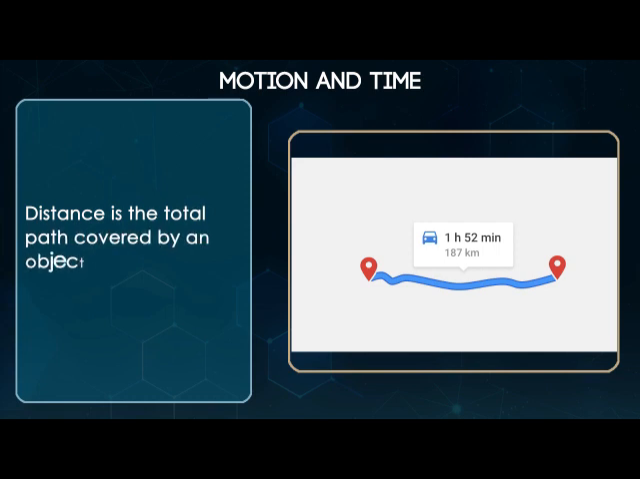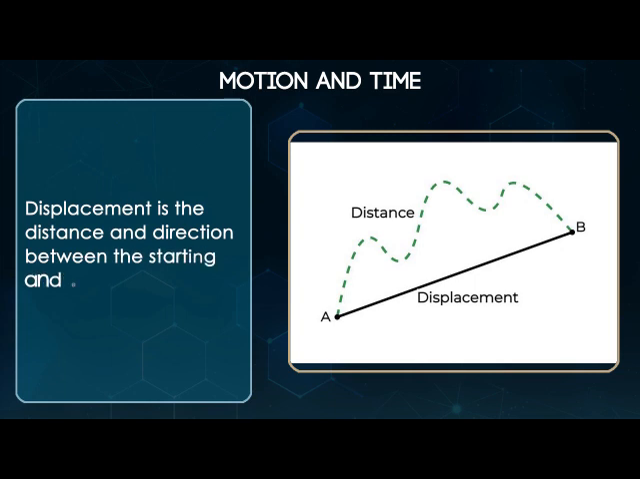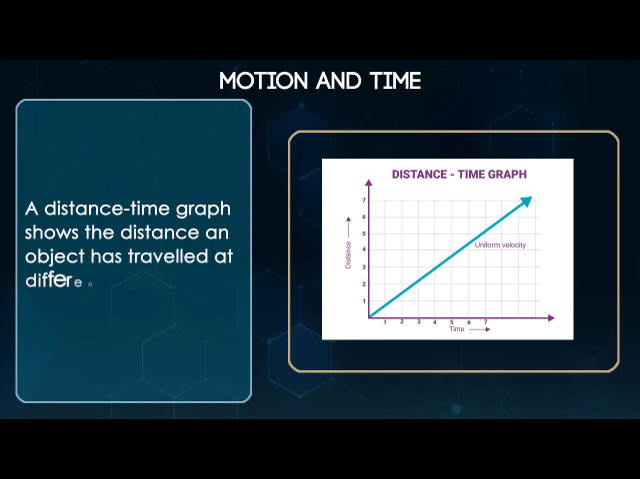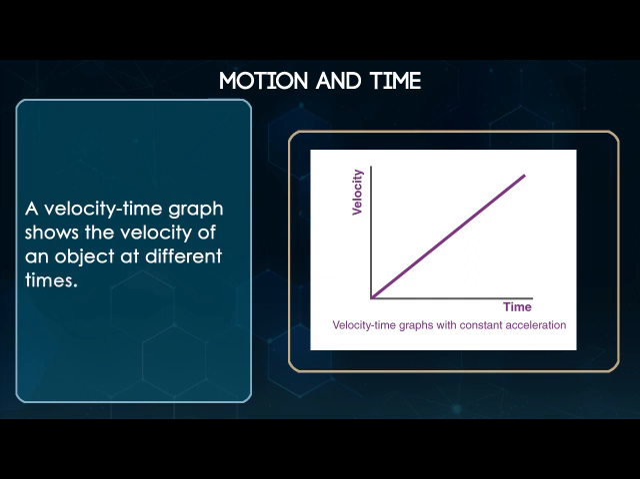Distance is the total path covered by an object in motion. Displacement is the distance and direction between the starting and ending positions of an object. A distance time graph shows the distance an object has travelled at different times. A velocity time graph shows the velocity of an object at different times.